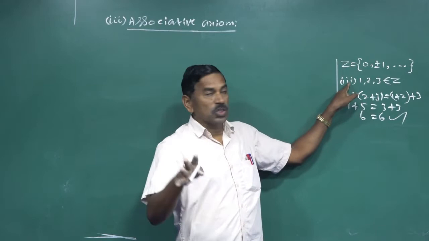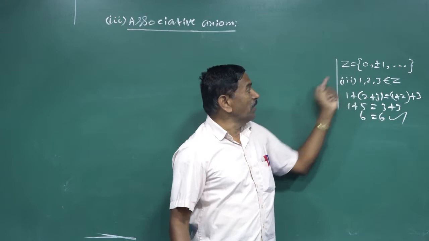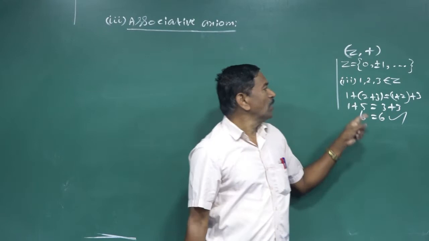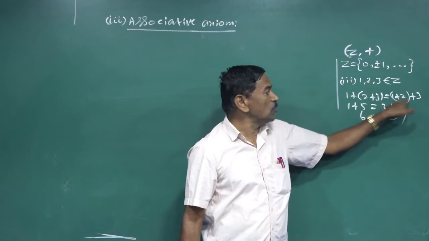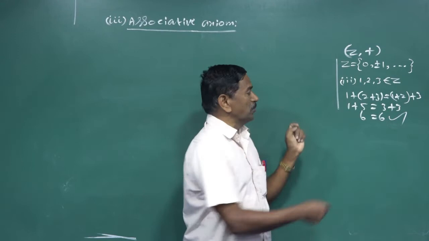And the given operation is addition, because we are taking Z comma plus, okay, for example. Given operation is addition. So (1 plus 2) plus 3 is equal to 1 plus (2 plus 3). Here selecting three elements and changing the bracket is said to be associative axiom. Here last two are in the bracket. Here first two are in the bracket. So which is associative axiom.